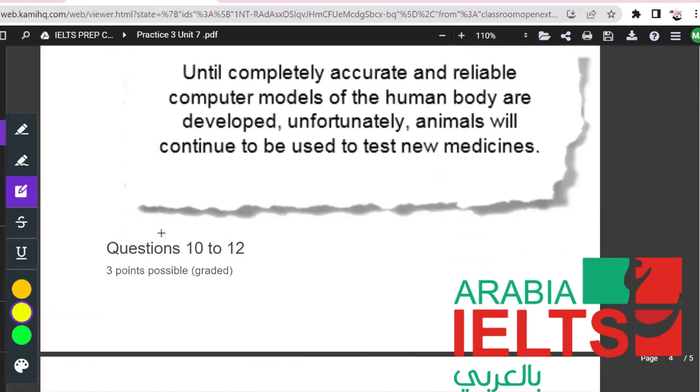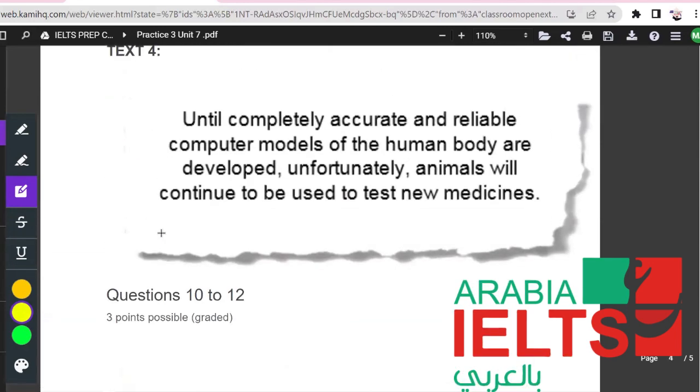That's okay. This means we will continue using the animal model instead of the human model. Yeah, until they have accurate and reliable robots or computer models. They also call them human robots that can give accurate information about the feedback of new medicines. Then they can stop using the animals. That's the only way they can do it. Otherwise, nothing will change.